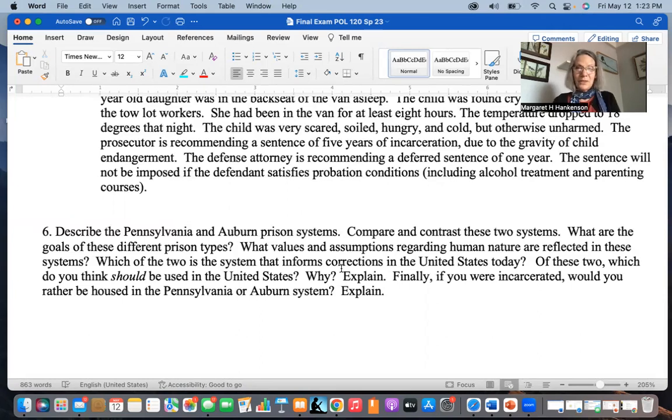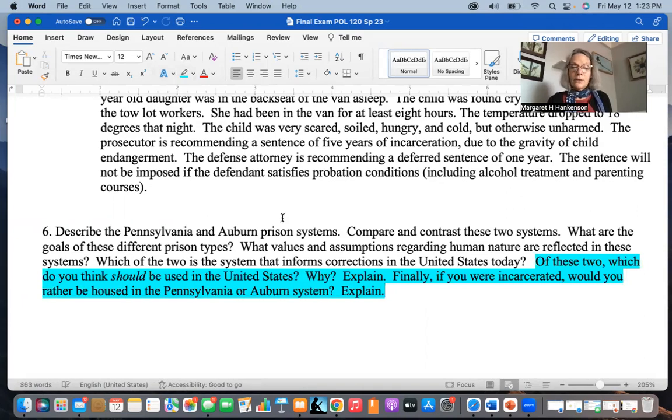So you have to tell me, between Auburn and Pennsylvania, which is the type of system that is used in corrections today. And then the critical thinking piece here is, of these two, which do you think should be used in the United States? So there's a right answer to which one is used in the United States. But then I want you to tell me which one you think should be used, Pennsylvania or Auburn, okay? And then finally, if, heaven forbid, you were ever incarcerated, would you prefer to be in the Pennsylvania or Auburn system? And then explain why, okay? So any questions about that last question?